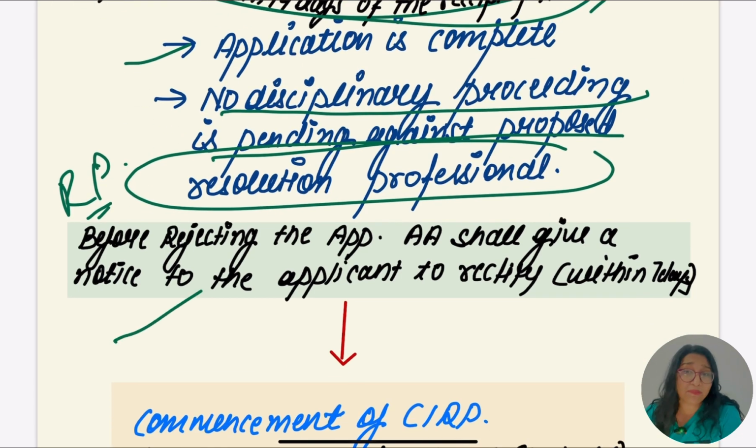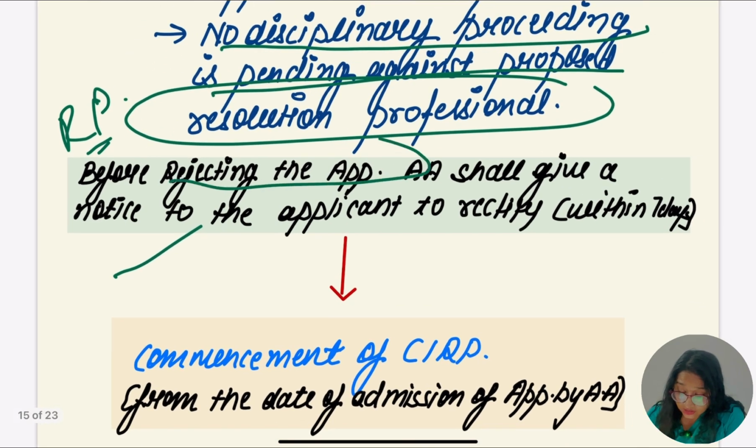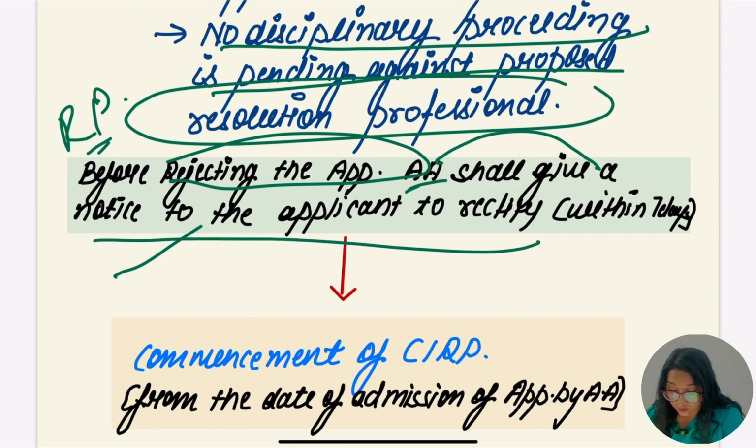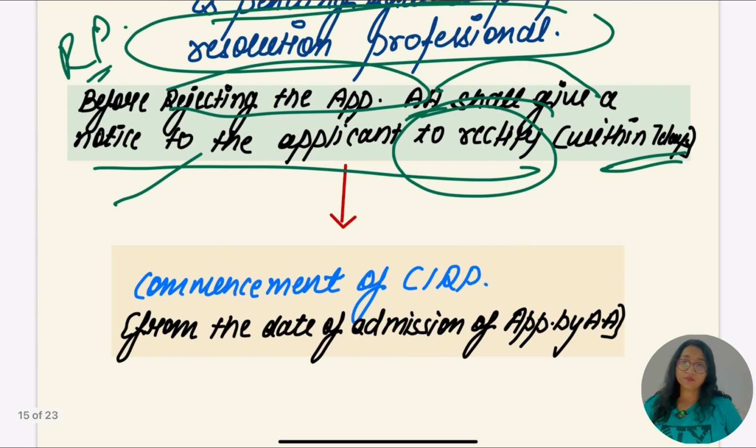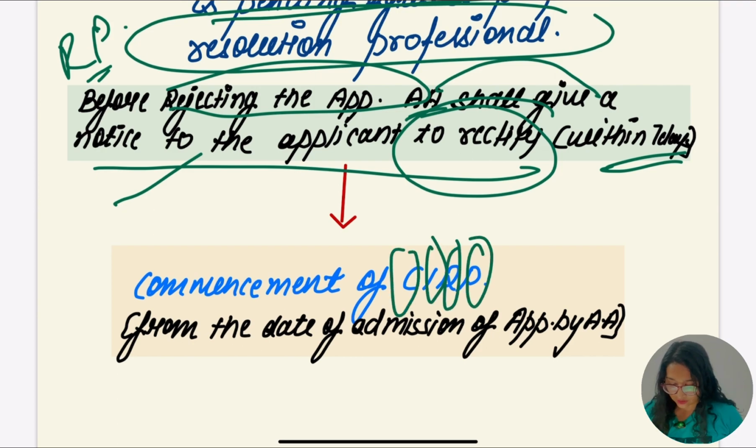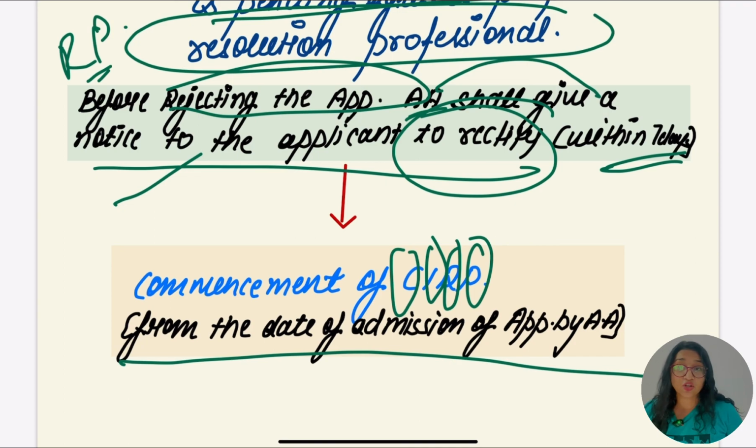And this is also the similar point which was written in section 7 and section 9, which says that before rejecting the application, the AA shall give a notice to the applicant to rectify the defect within how many days? 7 days. Hope this point was also clear. So what is the last step which is going to happen? Commencement of CIRP, the corporate insolvency resolution process, is going to happen from the date of admission of the application by the AA. Hope this was super clear to you.